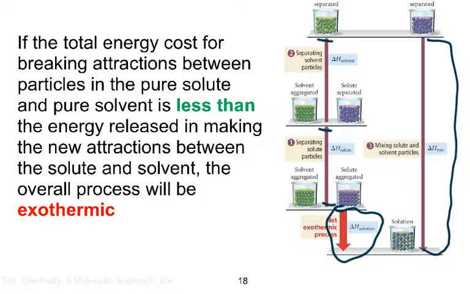So the delta H of the solute, delta H of the solvent, and then the delta H of mixing. Mixing is bigger than the other two combined, so we get a negative delta H of solution. It's an exothermic process.